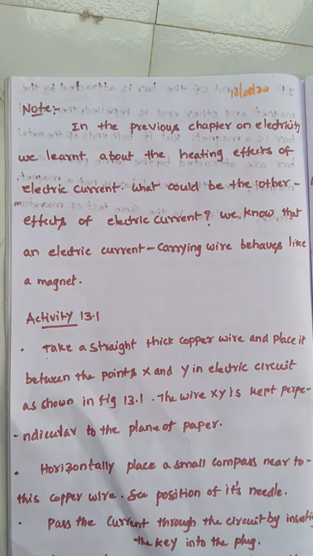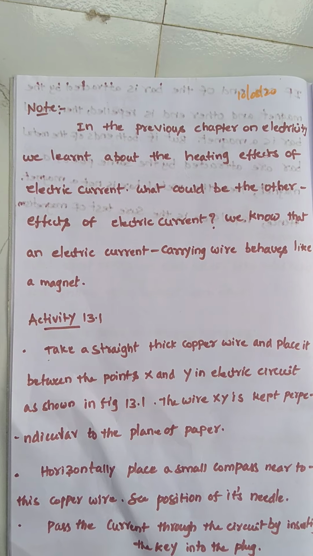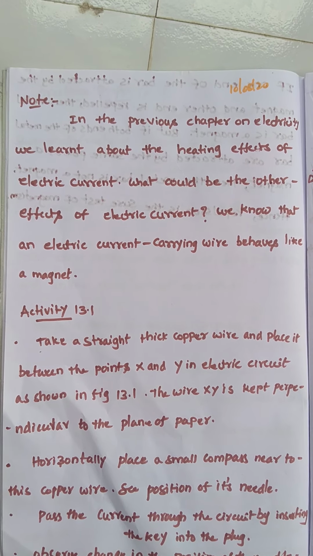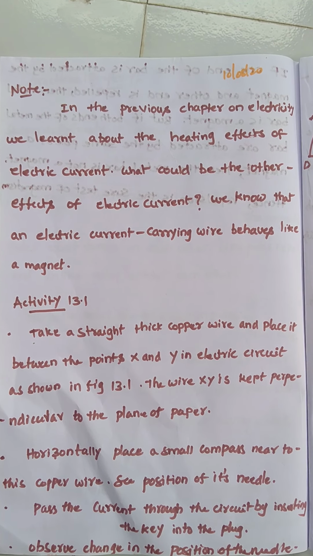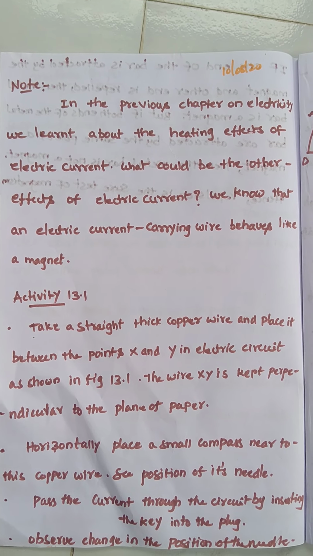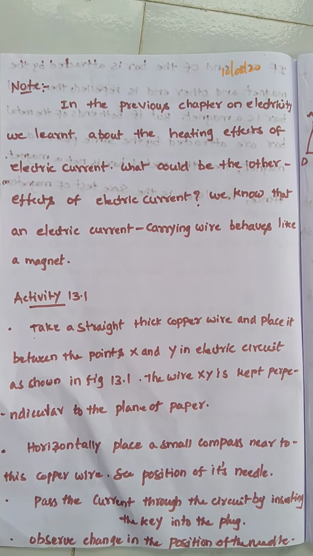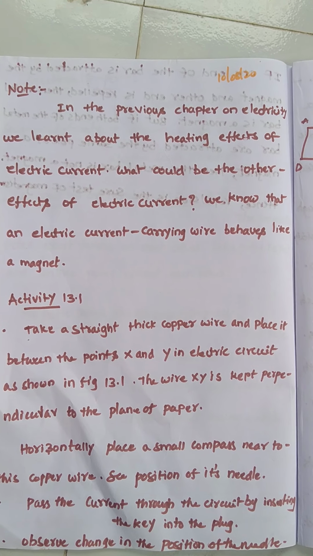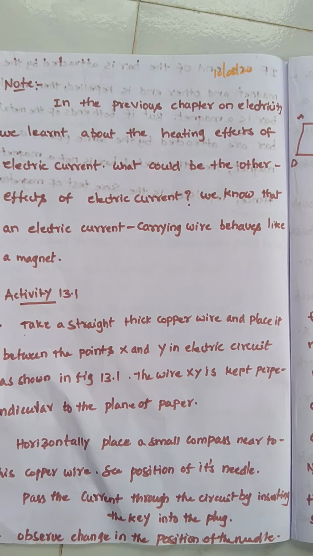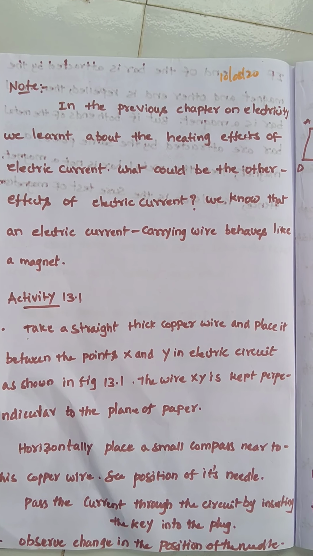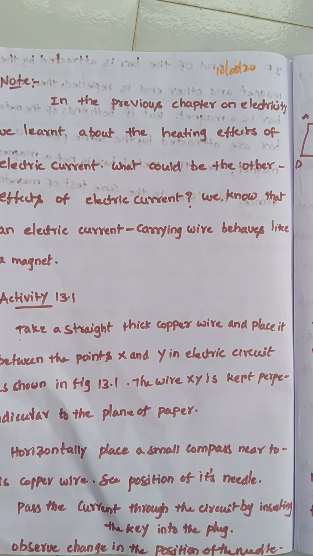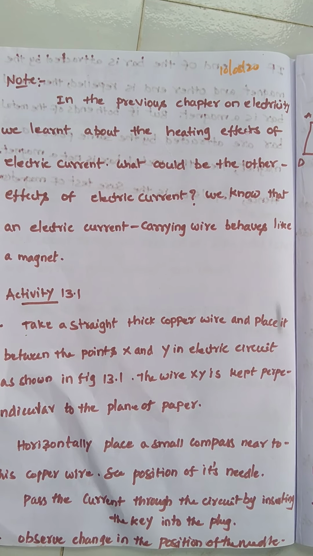In this activity, first you take a straight thick copper wire. Why am I taking copper wire? Because it is a good metal, and all metals are good conductors of electricity. Copper is a metal, so it is a good conductor and will conduct electricity easily. So I am taking a copper wire, a conducting wire. A conductor is nothing but what? It conducts electricity. An insulator does not conduct. For example, I am not taking wood here. I am taking copper only. Why? Because it's a conductor, right?